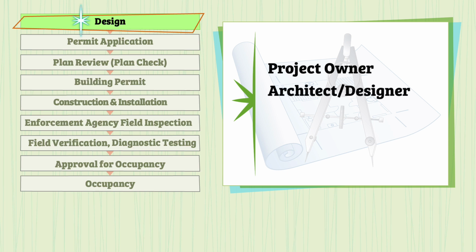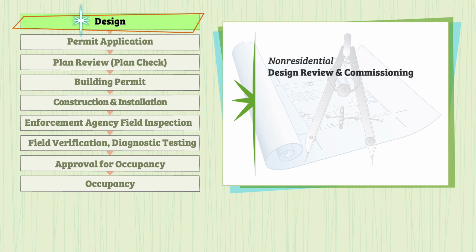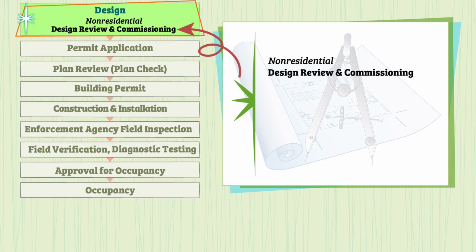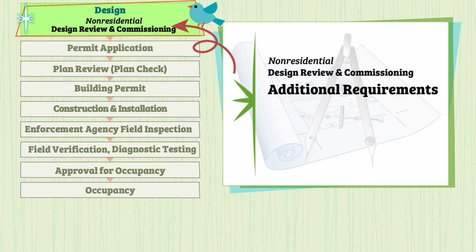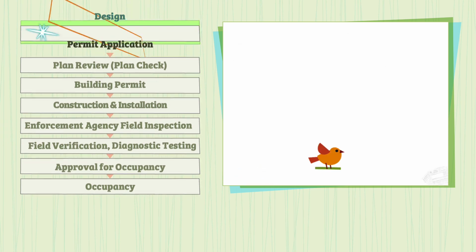The architect or designer determines the best solutions for compliant design and may employ an energy consultant to assist with this task. For non-residential buildings, there is an extra step called building commissioning, a systematic quality assurance process with documentation and responsibility requirements that span the entire design and construction process. Smaller buildings need only the design review activities.